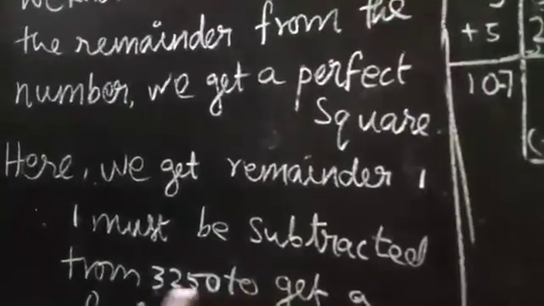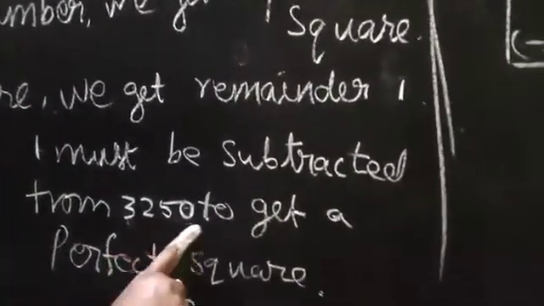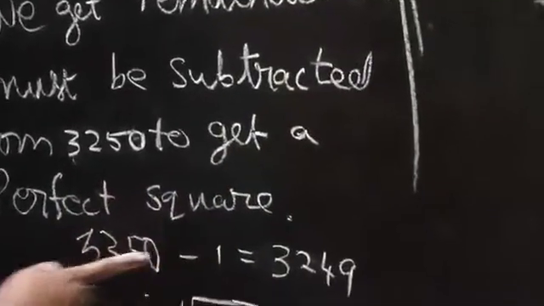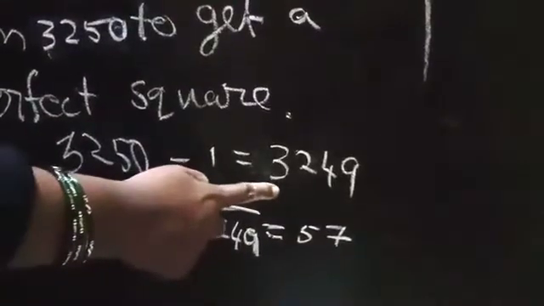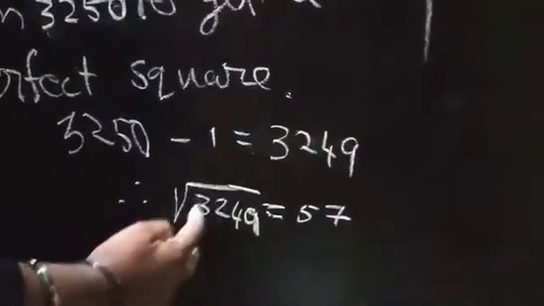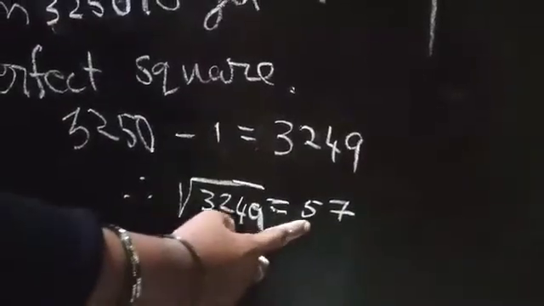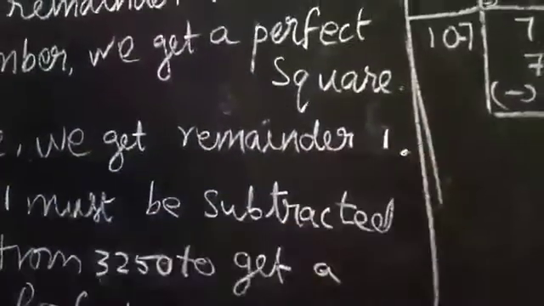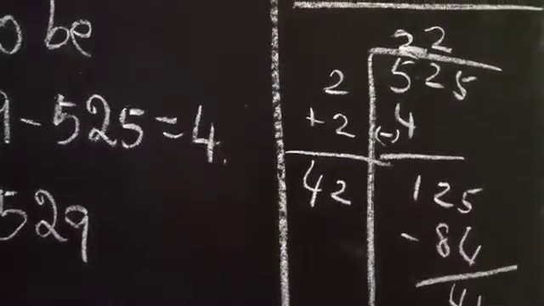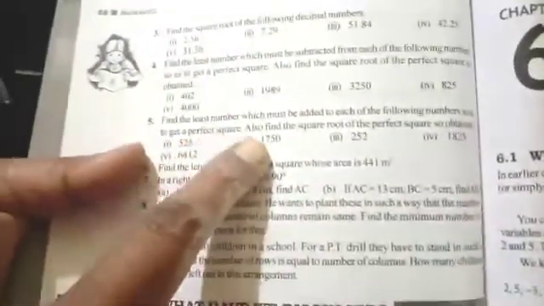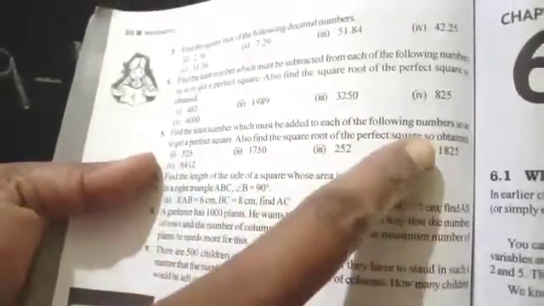So we get remainder is 1. 1 must be subtracted from 3250 to get a perfect square. Therefore 3250 minus 1 equal to 3249. The square root of 3249 is equal to 57. Fourth question, the remaining sums you have to do as your homework. Fifth question, find the least number which must be added to each of the following numbers so as to get a perfect square. Also find the square root of the perfect square so obtained.